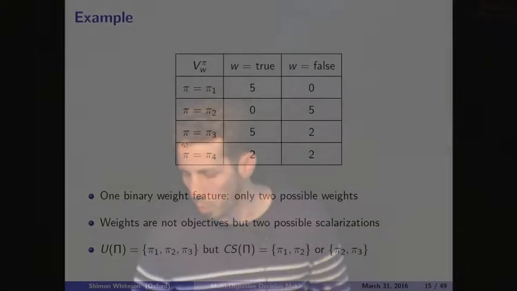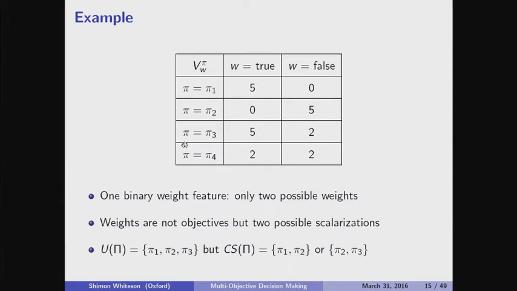And now we have 4 different policies, and for each policy we can see what the scalarized value of that policy is under each of the 2 possible scalarizations. Okay, so now we can easily see that the undominated set in this example is policies 1, 2, and 3. Because for each of these policies, there's one scalarization for which that policy is optimal, right? However, we can construct a coverage set that uses only 2 of those 3 policies, either 1 and 2 or 2 and 3. Because there's only 2 possible scalarizations, and we can cover both of them using only 2 policies.